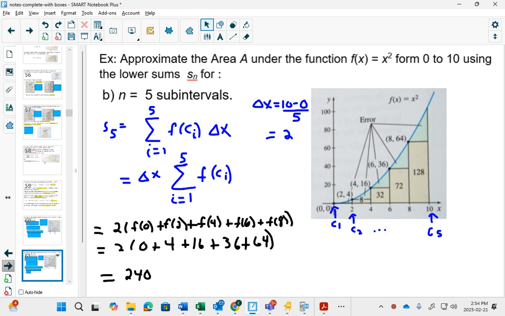What's the area under the curve? After the first example, you knew it was going to be bigger than 125. So now you start placing your bets. You got better odds right now. Now we're at 240. You know that it's going to be bigger than 240.